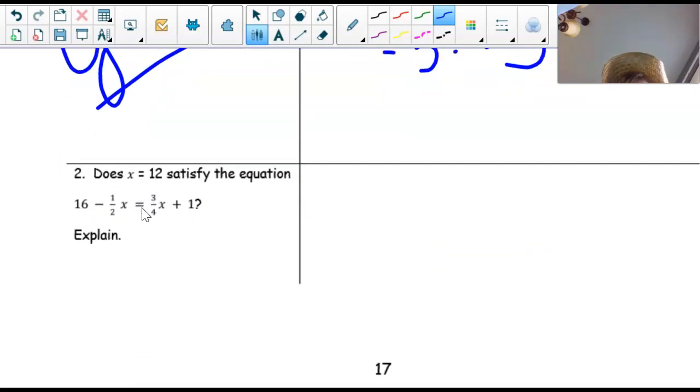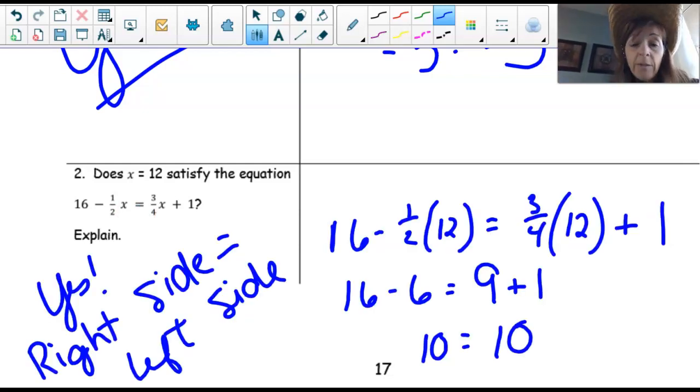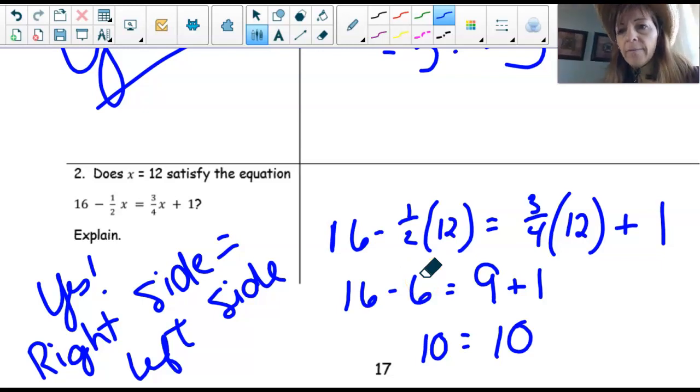Okay, number 2, stop the recording and try it. And don't forget to come back. And I'm back. So yes, the right side equals the left side. So 12 does satisfy the equation, we can say, or x equals 12, right? Okay. But a lot of times in your homework, you'll see this word. Does 12 satisfy the equation? That means does it work? And will the right side equal the left side of the equation? All right, our ultimate goal.